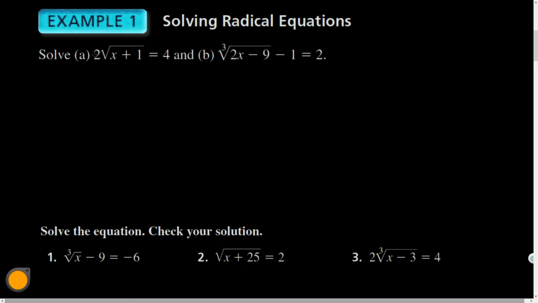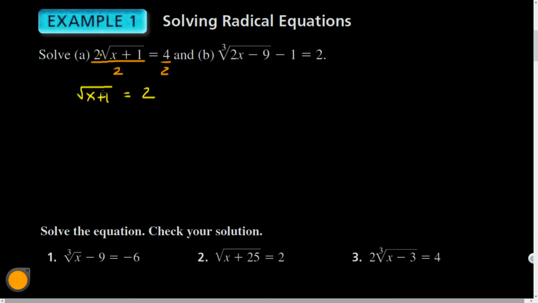Example 1, let's jump right in. So a bunch of things happen to x. It's being added by 1. It's being square rooted. It's being multiplied by 2. Instead of trying to get x by itself, I'm going to get the radical isolated as much as I can. And so I've actually got to get rid of this 2 first. So my first step would be divide both sides by 2. And so I'd have the square root of x plus 1 equals 2.